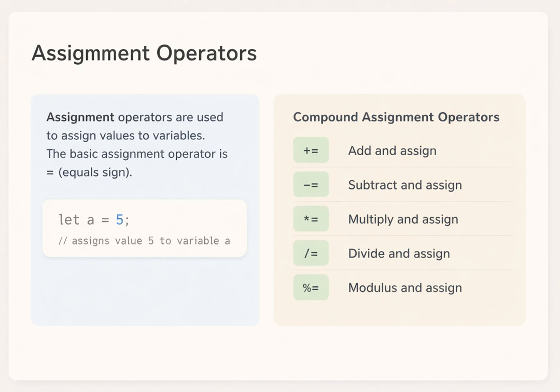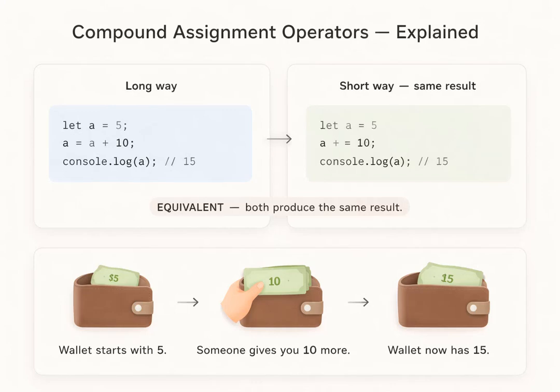These are shorthand ways of performing an arithmetic operation and assigning the result back to the same variable in one step. Let's look at what that actually means. Here's a great way to understand compound assignment operators. Imagine you have a wallet with 5 rupees in it. Someone gives you 10 more rupees. Now your wallet has 15.